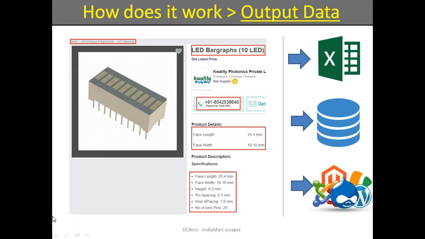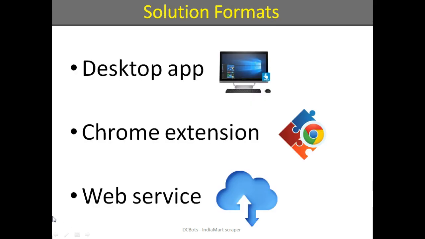We can also customize our solution to scrape more data if you need. You can get the result data in Excel format, database, or export it directly to your website. If you have any special requirements, we can discuss customization as well. We can provide our solution in the format which is most appropriate for your needs and business processes. The most popular formats are a desktop application, a Chrome extension, and an online service.